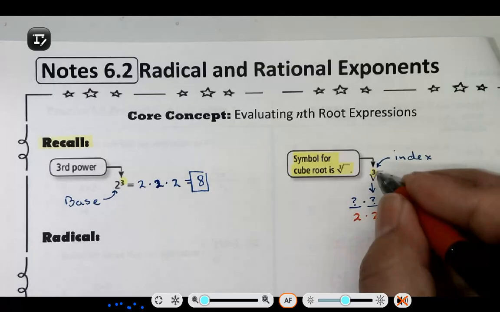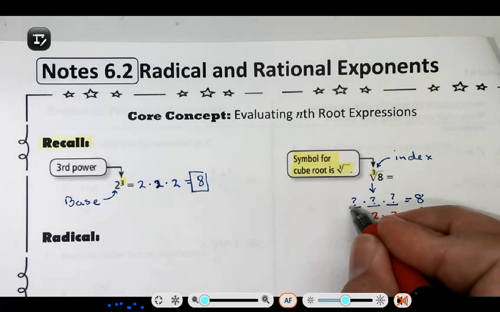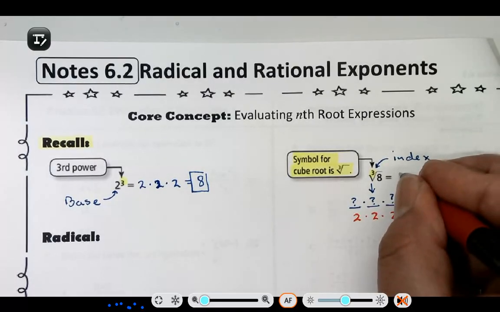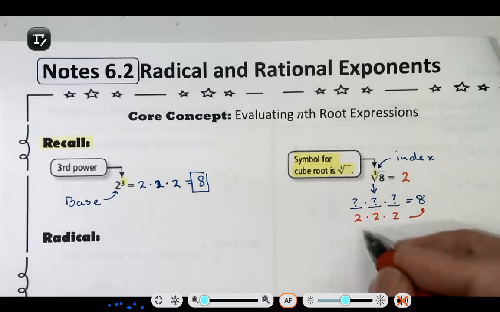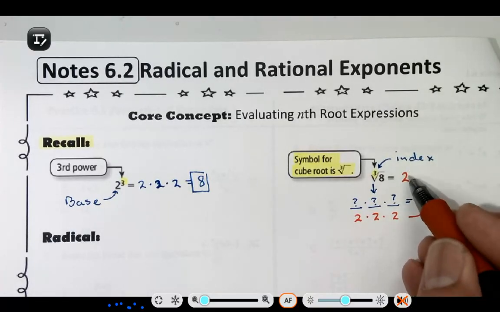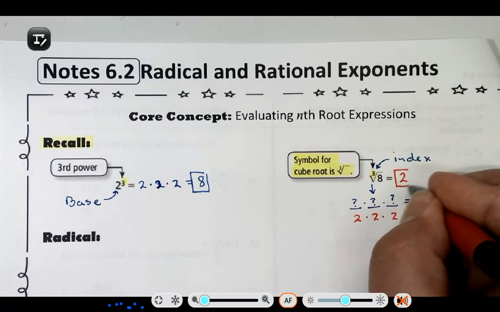So when we do a cube root, they're asking, all right, what's that magic number that we multiply over and over and over? It's the number 2. Again, they don't want me to write it 3 times, right? This is what I'm thinking of. The answer itself would just be the 2 on its own.